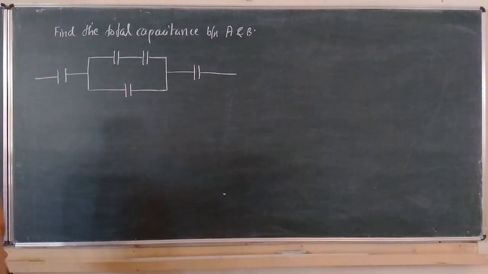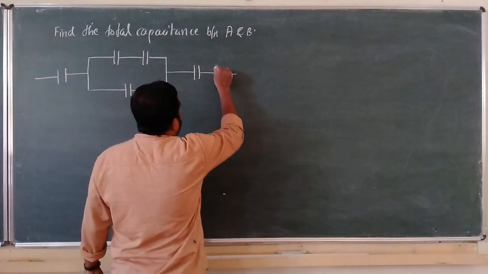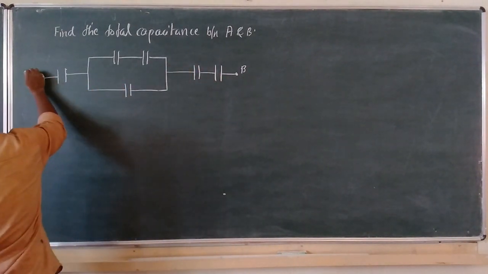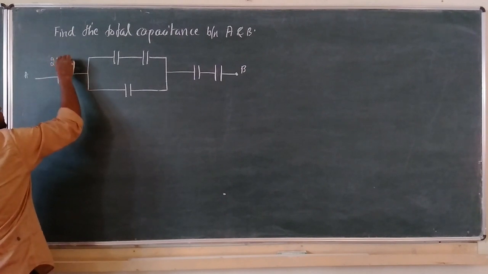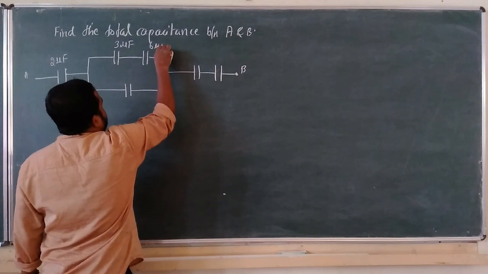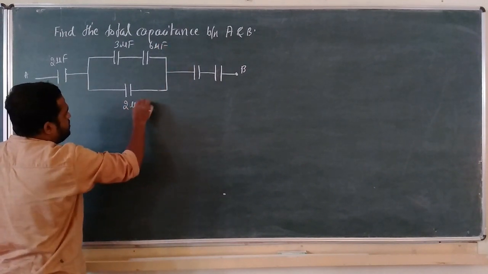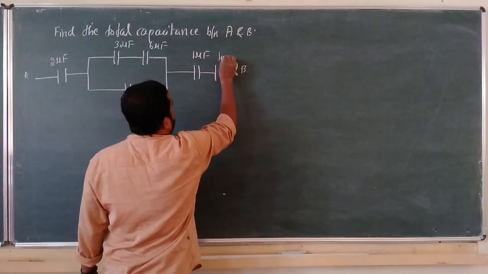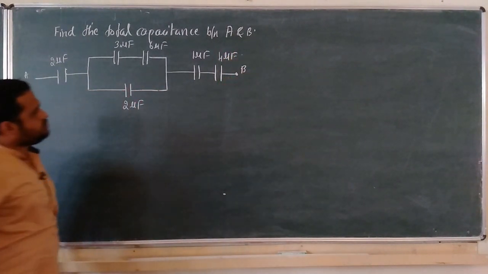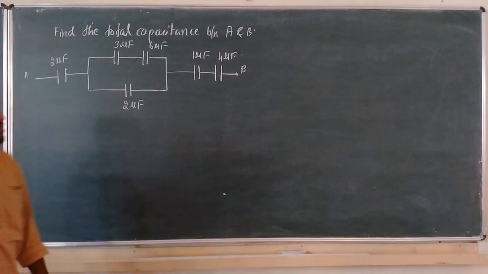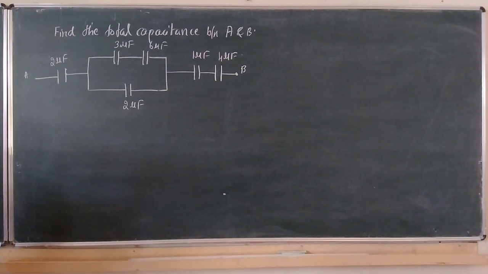Mixed grouping of capacitors. Now, what will be the capacitance between these 2 points, A and B? Let it be 2 microfarad, then 3 microfarad, 6 microfarad, some 2 microfarad again, 1 microfarad, and some 4 microfarad. Now, what is the effective capacitance between the points A and B in this network, or find the total capacitance between A and B in this network?